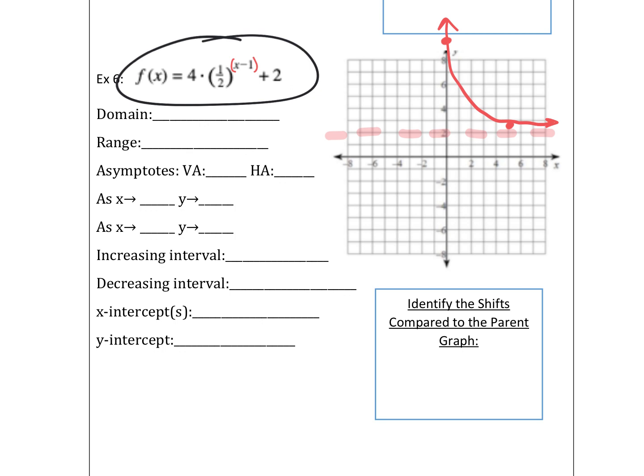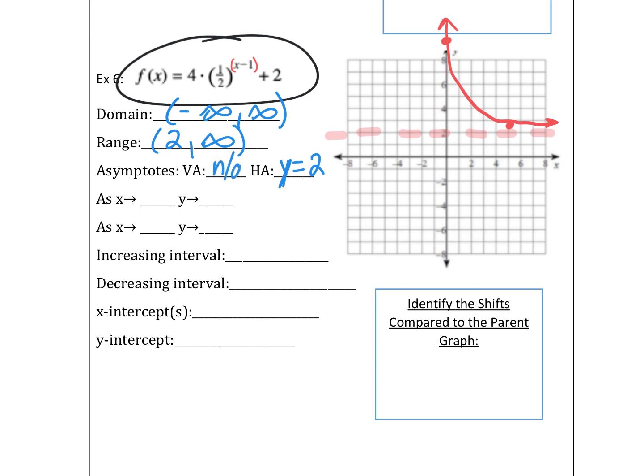Negative infinity, positive infinity. Good. What about the range? 2 to infinity. Good. Asymptote to infinity. Okay, it's starting at the asymptote and going up forever. The asymptote is where? 2, and it is x, not x. y equals 2. Yep. Horizontal is always y equals. So I don't have a vertical asymptote.